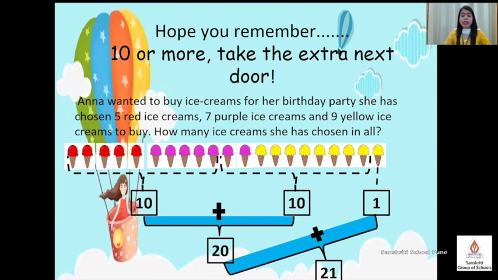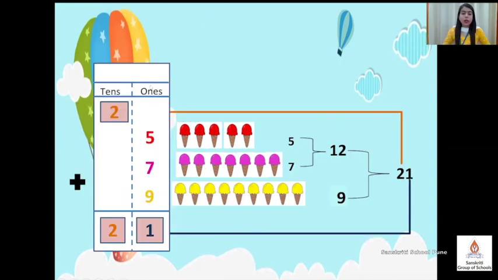Okay, so let's place these numbers in the ones and tens columns and then add. You can see here we have written the numbers under the ones column. She bought 5 red ice creams, 7 purple ice creams, and 9 yellow ice creams. So we have noted down the numbers under the ones column.